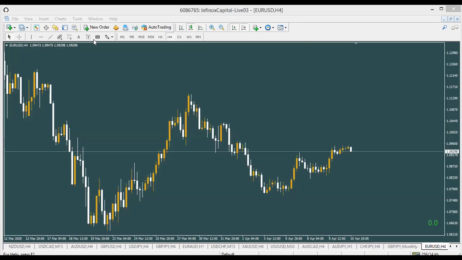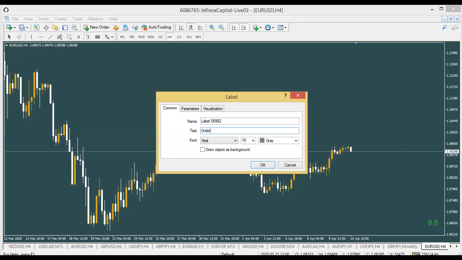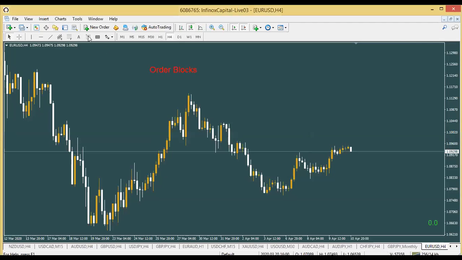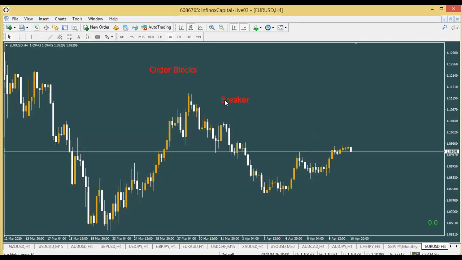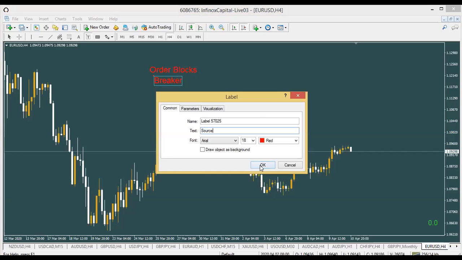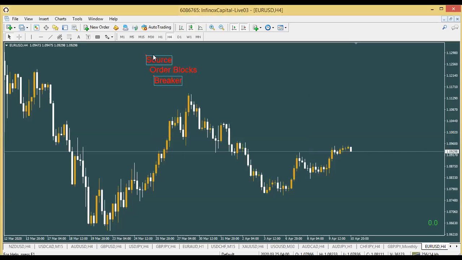All right, so there are three things you need to know. Number one, we have the order blocks. We have the breaker. We have the source. It's the backbone of this strategy. The order blocks, the breaker, and the source.